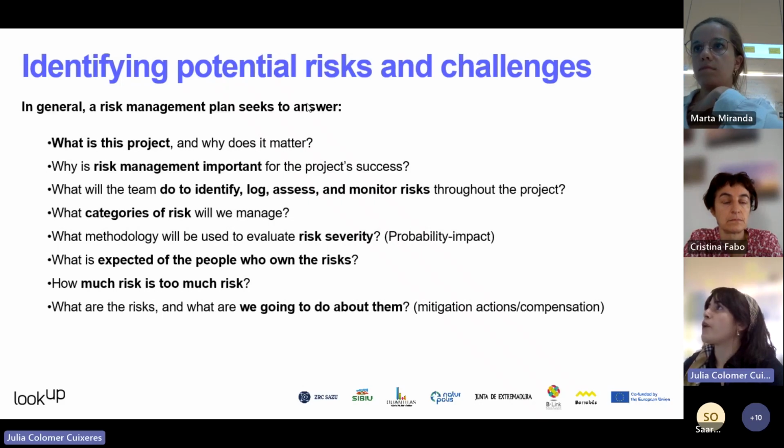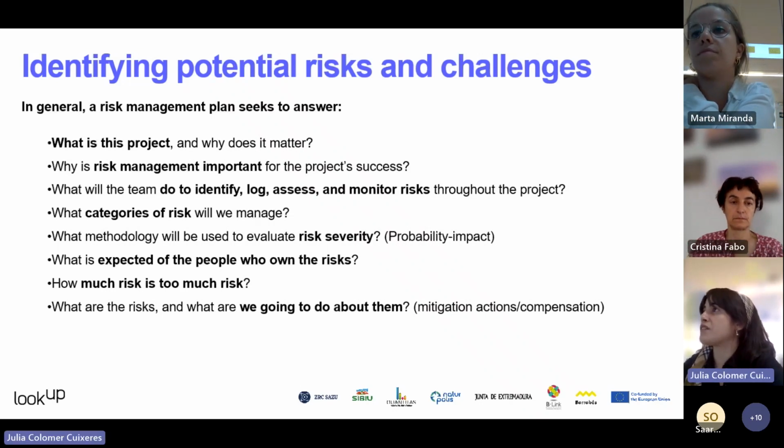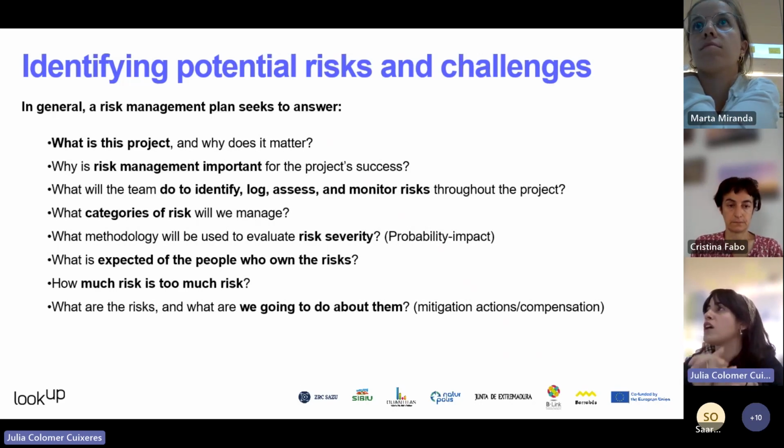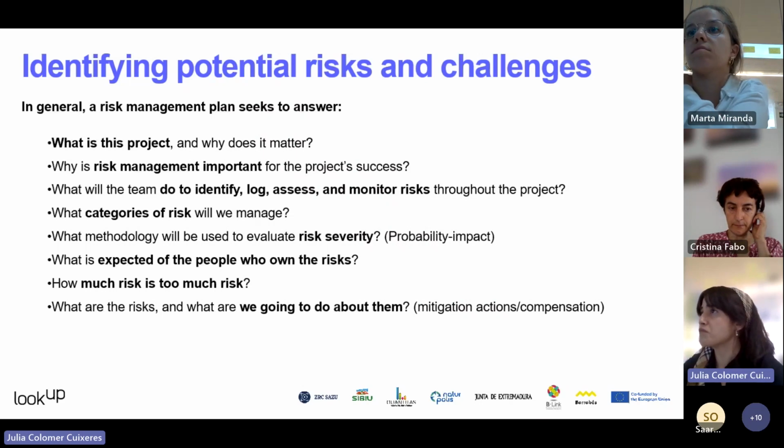So yes, when we are in this step, in this process, we want to answer what is the project, of course, why is risk management important, and with the team, who will be identifying, assessing all the risk and monitoring the risk. It's important to categorize risk also because the different people on the team can be in charge of different risks, because maybe it's more related to different departments or tasks that they have.